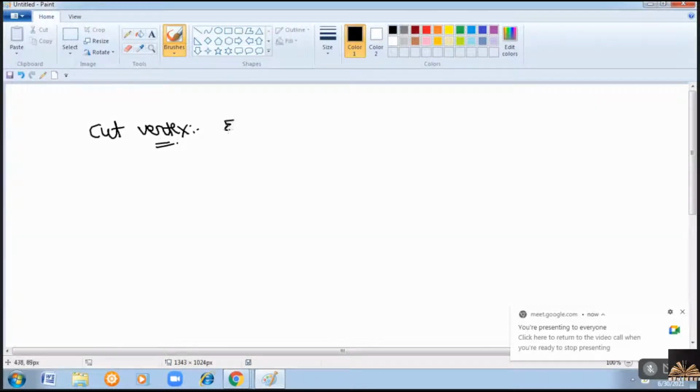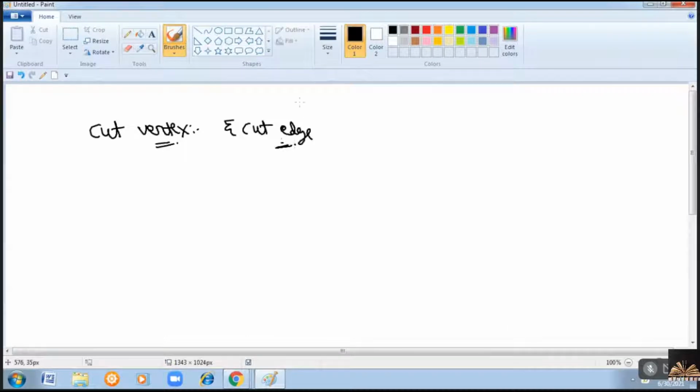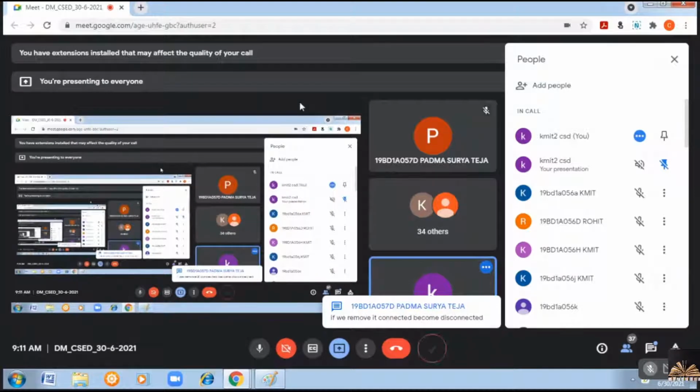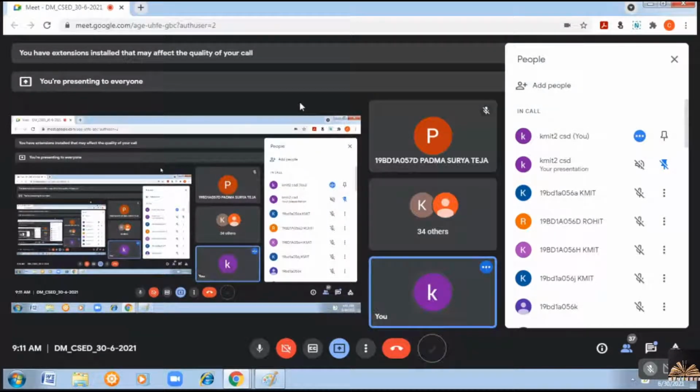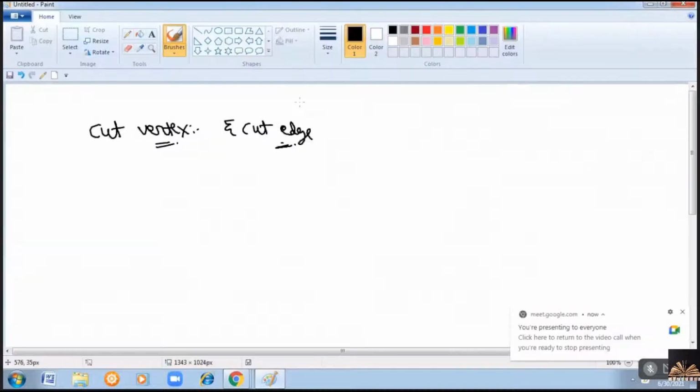Cut vertex and cut edge also we discussed. A cut vertex is a vertex whose removal disconnects a connected graph into disconnected components. Similarly with a cut edge, the edge removal results in a disconnected graph, right?